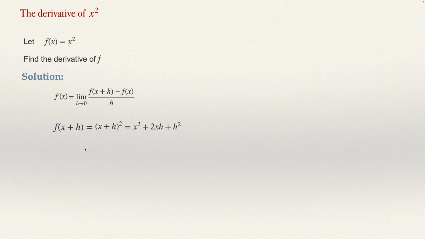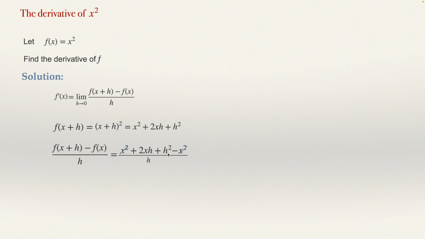So I can write that f of x plus h minus f of x over h will be equal to the first term, x squared plus 2xh plus h squared, minus f of x, which we know by the definition of the function is x squared. So minus x squared, everything divided by h. And we notice here that x squared cancels with this minus x squared. So what we have is 2xh plus h squared over h.